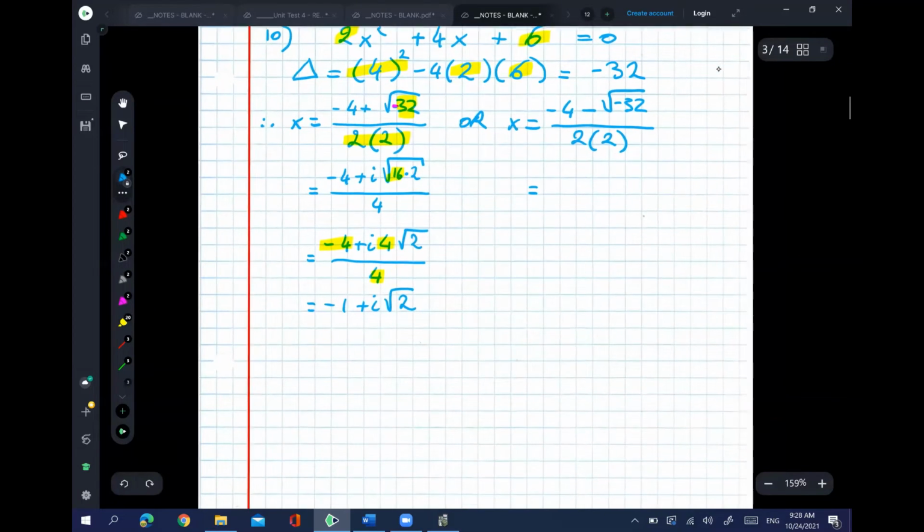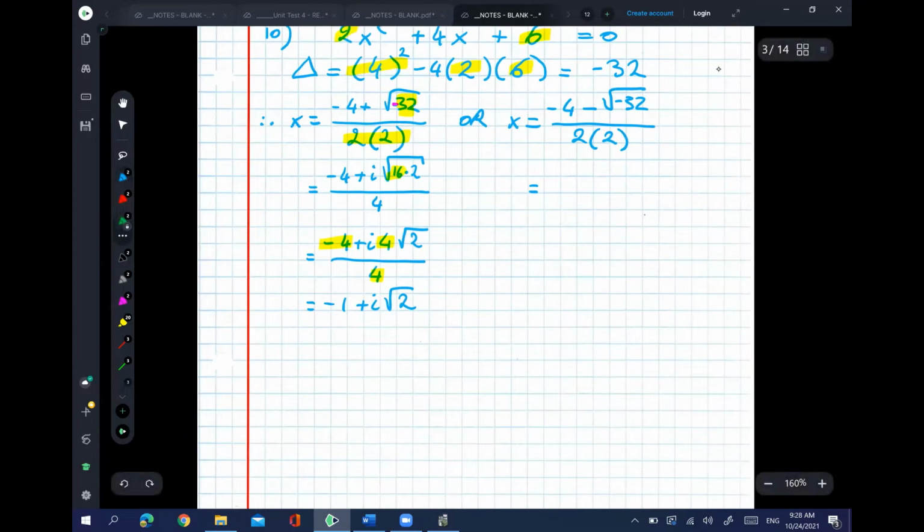And because the only difference between those two is that here I've got a plus and here a minus, at the end I will have, instead of a plus here, a minus. So I've got my two complex roots, z1 equals negative 1 plus i square root of 2, and z2 equals negative 1 minus i square root of 2.